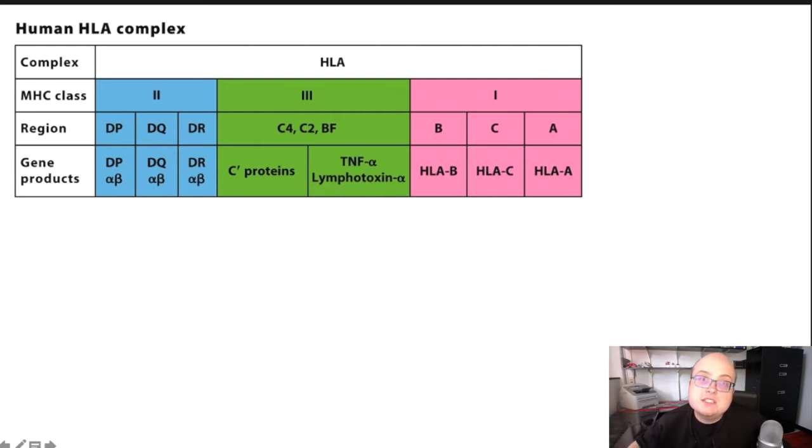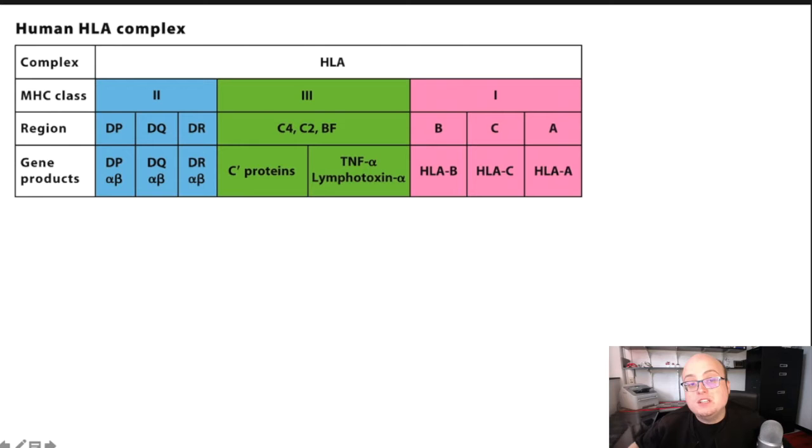For MHC class 2, it's slightly more complicated. For one, remember that whereas MHC class 1 is encoded by a single gene, which encodes the alpha chain, beta-2 microglobulin is somewhere else. So we only need one gene to make MHC class 1 because it only has a single chain. Remember that MHC class 2 has both an alpha and a beta chain. So we actually have 6 different gene products here. We have 3 regions which encode 3 different forms of MHC class 2, like I said. We call those DP, DQ, and DR.